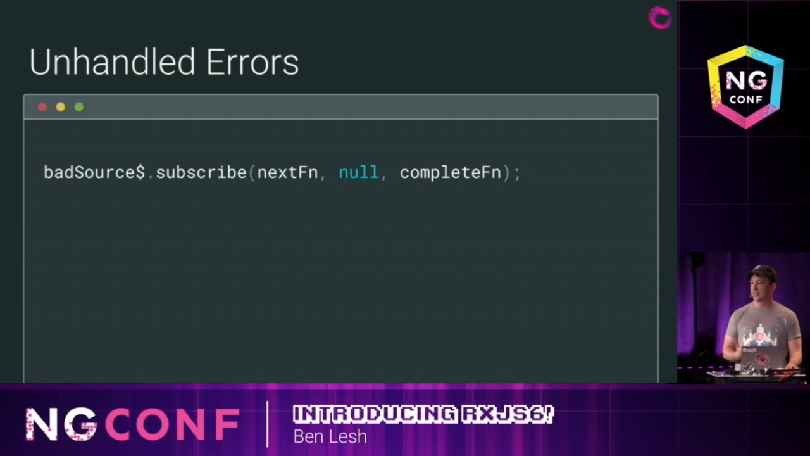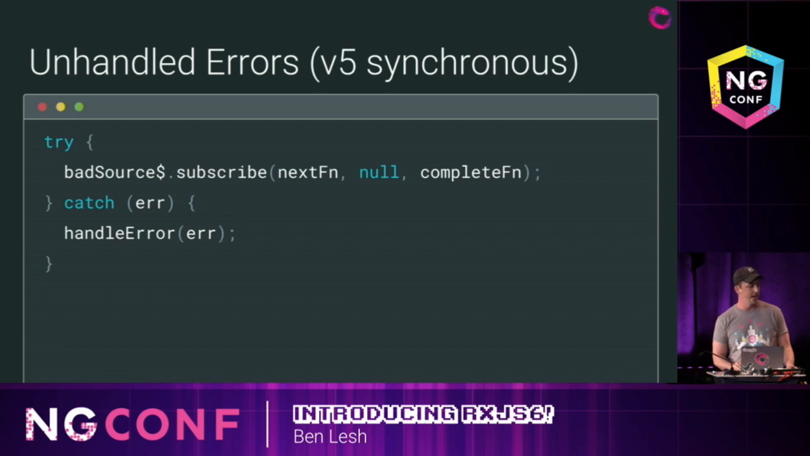Just to give you an example, say I have this bad source, this bad observable, and what it's going to do is eventually it's going to throw an error. And I didn't provide an error handler to it, that second argument. I just passed null, or maybe I have an observer that doesn't have an error method on it. In this case, if bad source happens to be totally synchronous, which it could be, I could actually wrap it in a try-catch in version 5 and under and catch the error as it's rethrown from subscribe. It would bubble all the way back out, and I could catch it there and handle it.